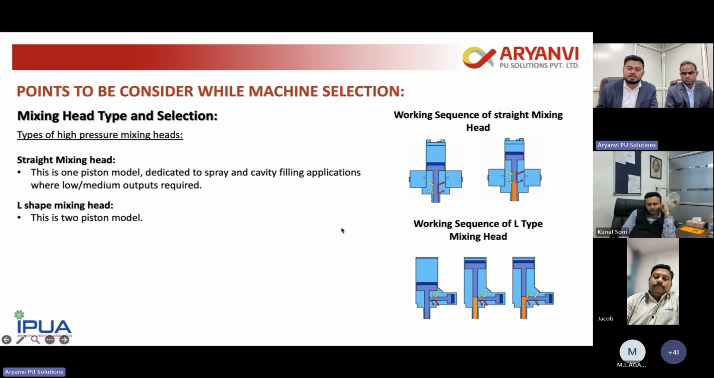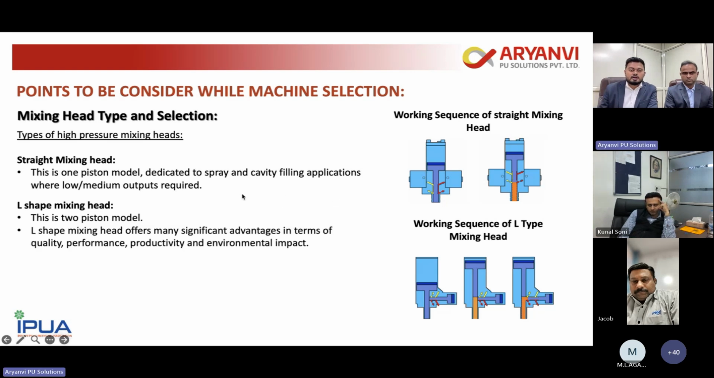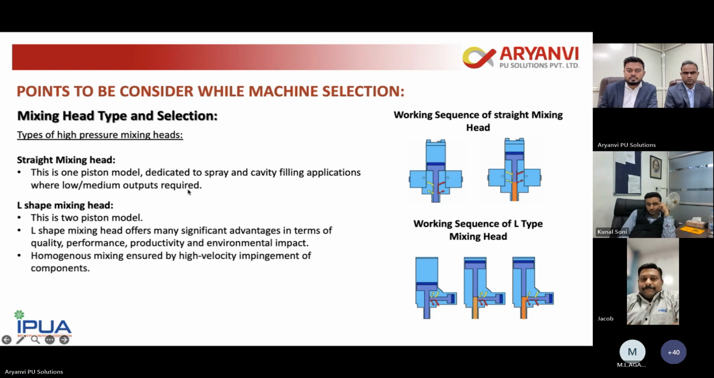Then whatever mixing happened in the mixing chamber, whatever material is there in the mixing chamber, will be cleaned through this mixing head. You can see here. So basically, this is the basic of how this piston mixing head works. Now let's talk about some significant advantages and what the differences are between these.